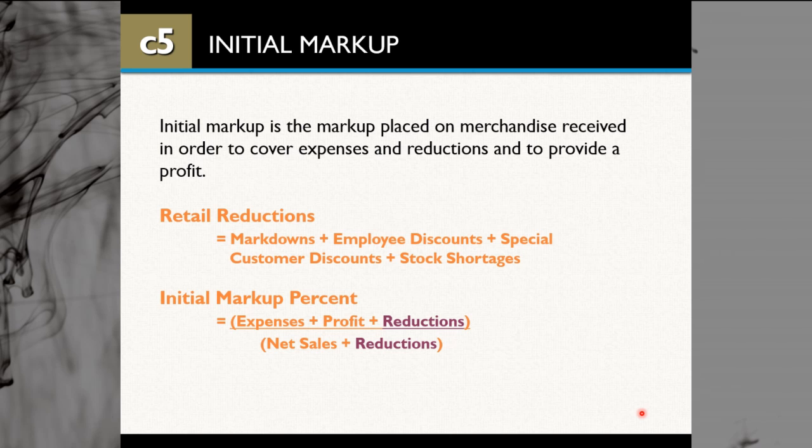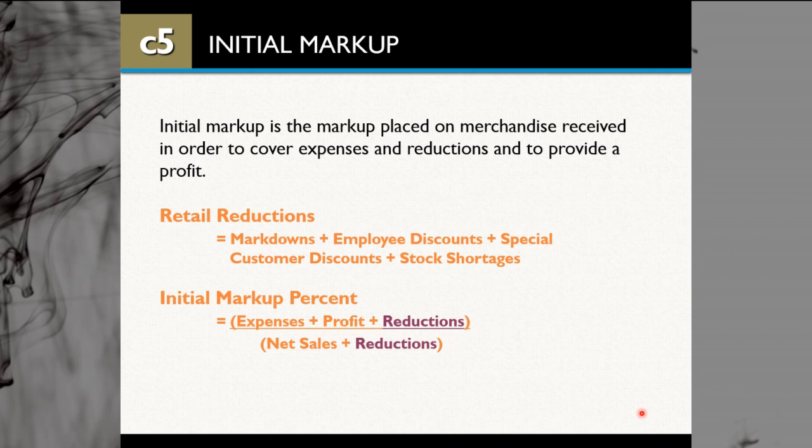We talked about the timing of the markup, and this initial markup is going to be your plan. Initial markup is the markup placed on merchandise received in order to cover the expenses and reductions and to provide a profit. Especially for this initial markup, it can be changed later. When you check it later for the maintained markup or cumulative markup, it may be changed because of many situations and so on. But this is gonna be your plan.